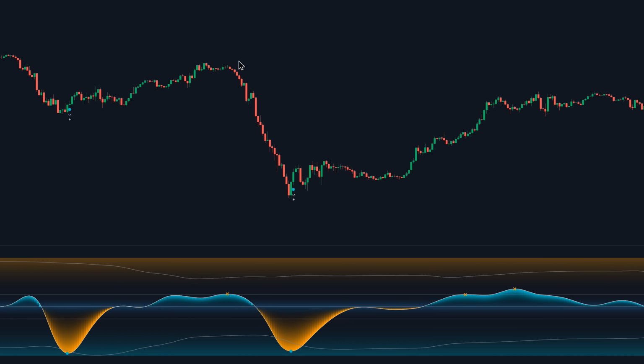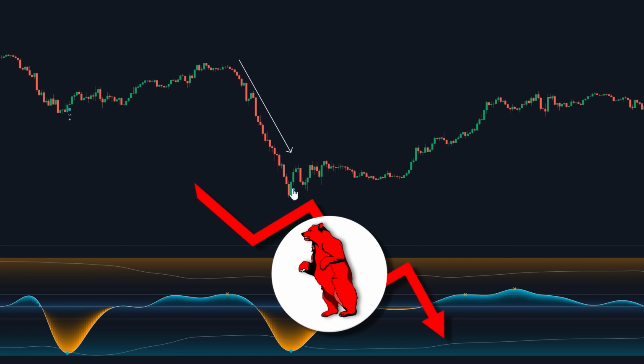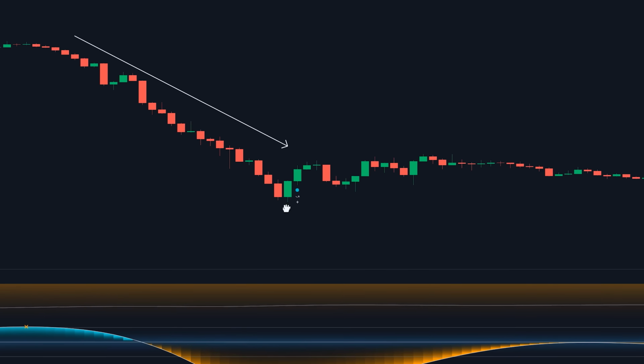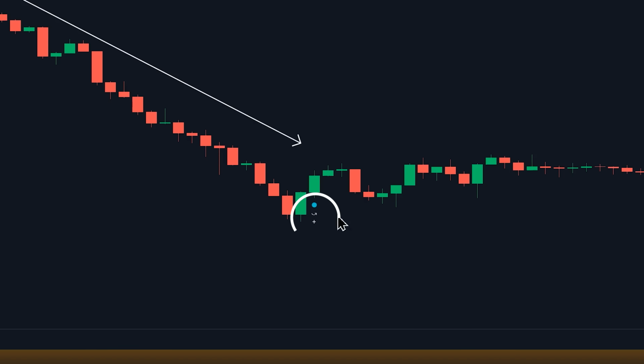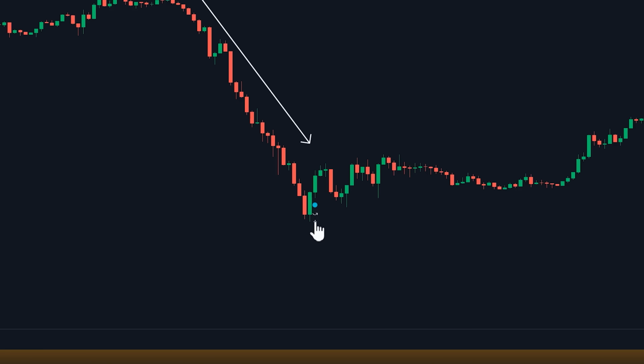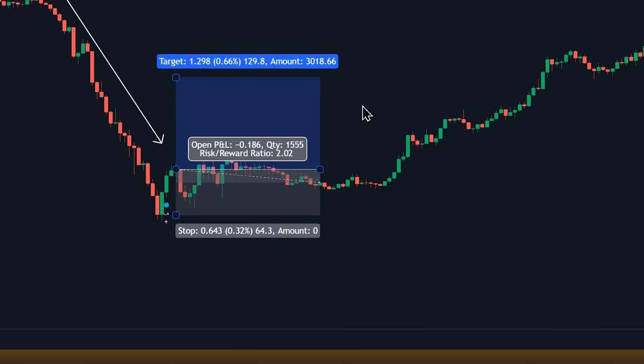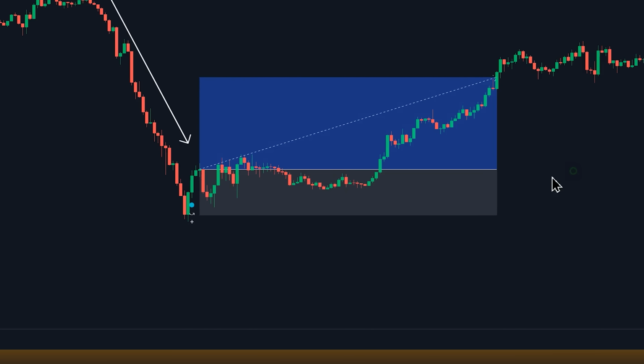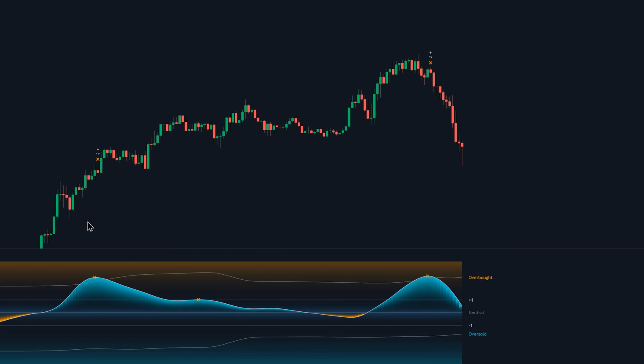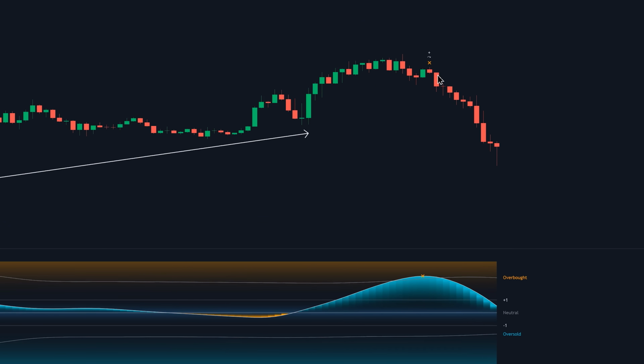Now, here we have a bearish trend. The same indicator indicated again that the market is gonna reverse to the upside at this point. If we were to bet all our money and take a long position here, we can see that the market indeed reversed to the upside. And the same thing happened for this bullish trend. It reversed at the exact spot where this indicator suggested.